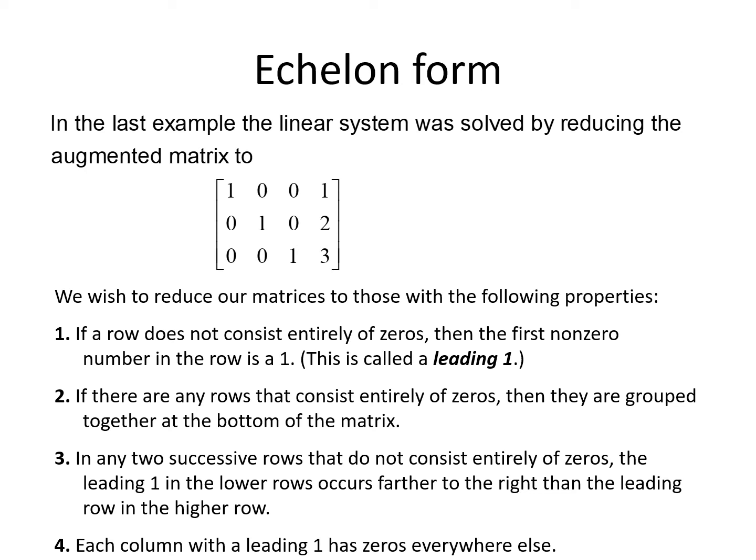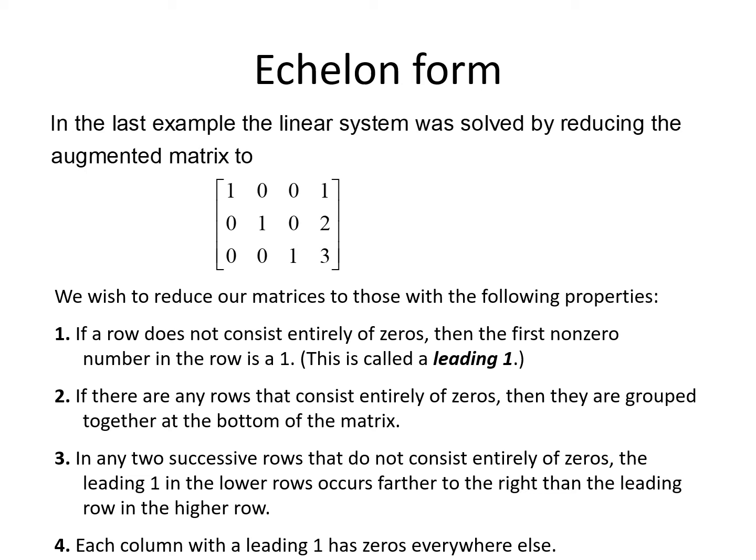The next condition: in the second row, you see the first non-zero element of that row is 1, and in the third row the first non-zero element is 1 here. So that means that the matrix satisfies the first condition.